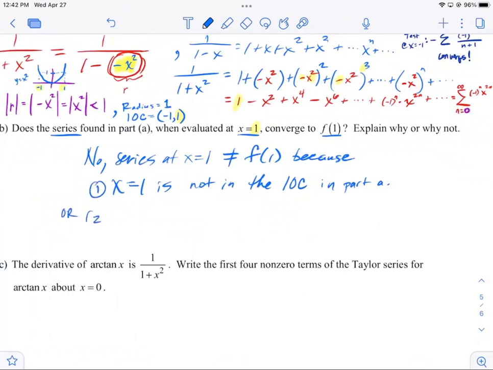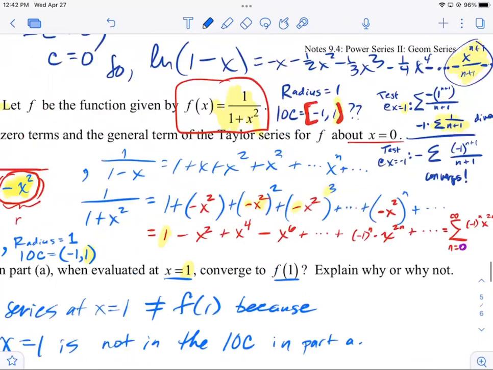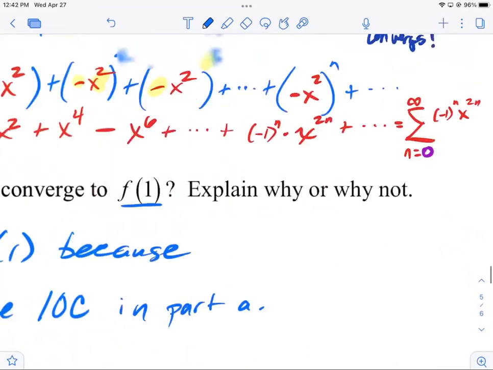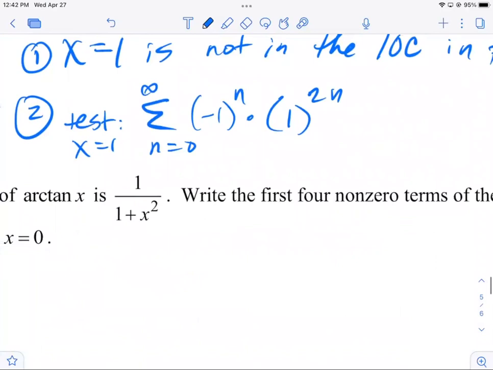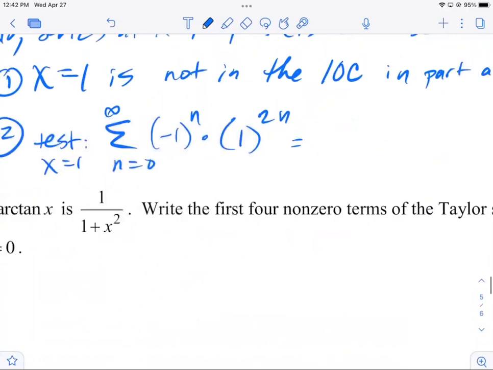Or here's another way to do it. You could actually test it out. Let's test out x equals 1. Plug it into this series over here. It would be sigma from n equals 0 to infinity of (-1)^n times 1^(2n). Now if I simplify that, what's 1 to the 2n power? It's just 1, 1 to any power. So this becomes (-1)^n.